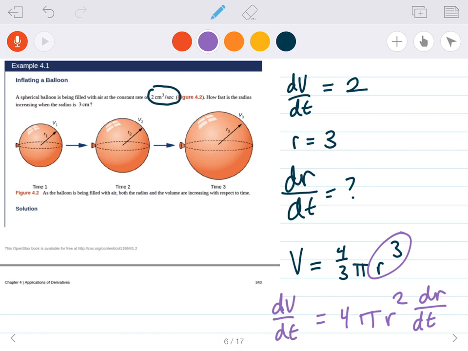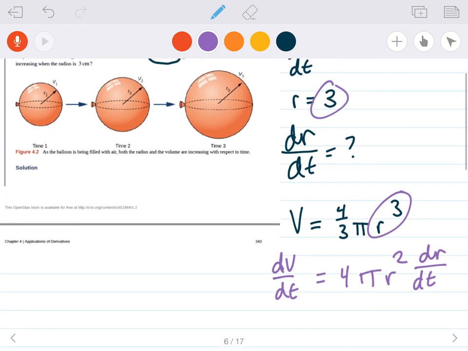All right, so that's what I have. And now what I'm going to do is just plug in what I have. I have dv dt equals 2, so I'll plug that in there. My radius was 3, so I'll plug that in here. And I'm trying to solve for dr dt.